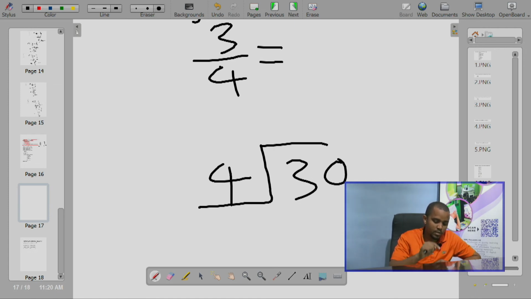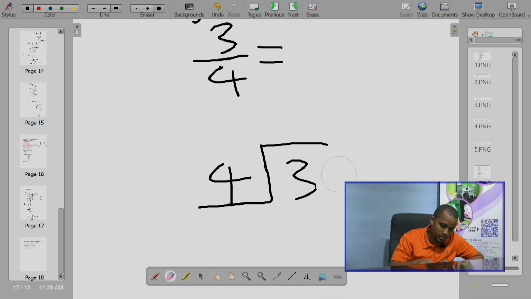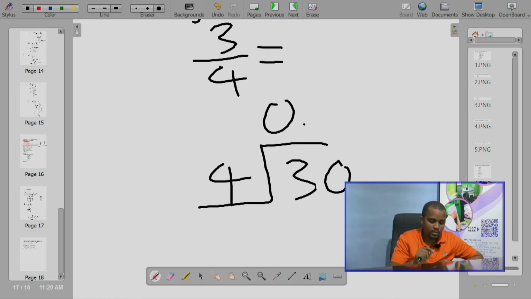So let's put 0. So 30 divided by 4 equal to 7. 7 times 4. No, we put 0. Yeah, I forgot. Sorry. You can divide 3 by 4, so we should put 0 and 0 up. 0 point. So 30 divided by 4 equal to 7. 7 times 4 equal to 28.